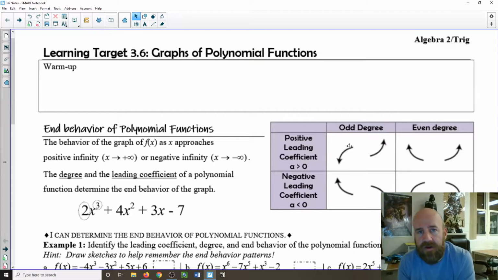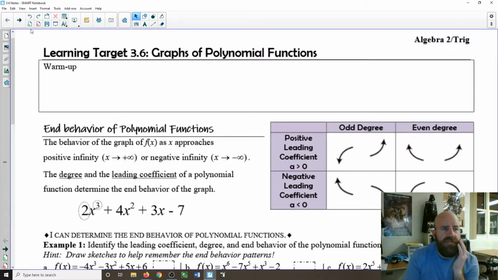If the degree of the function is even, then the left does exactly what the right does. So if the right is going up, the left is going up. If it is an odd power, so 3, 5, 7, and so forth, the left does the opposite of what the right does. So if the right is going up to infinity, the left is going down to negative infinity. That's what this chart tells you.